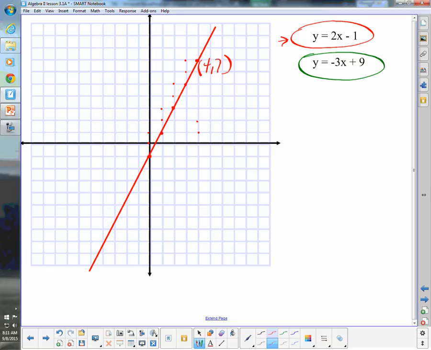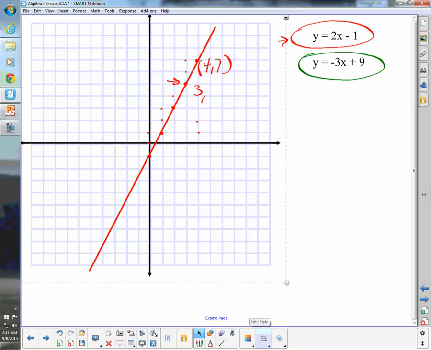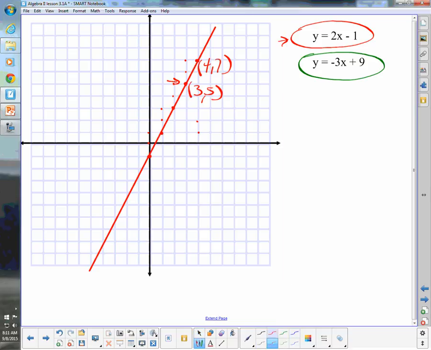All right? Now, if I take a look at this point right here, that point is at 3, and then we would have to go up on that one. Go up 1, 2, 3, 4, 5. So that point is at 3, 5. Once again, that's a solution to this red equation. If I put a 3 in for x, a 5 in for y, I get 5 equals 2 times 3 minus 1, which is a solution.